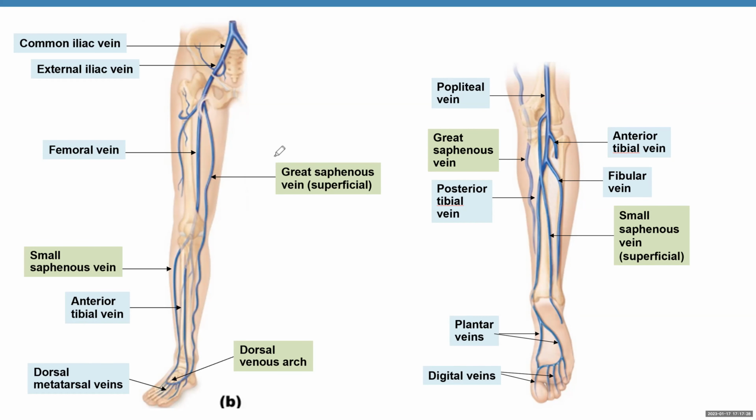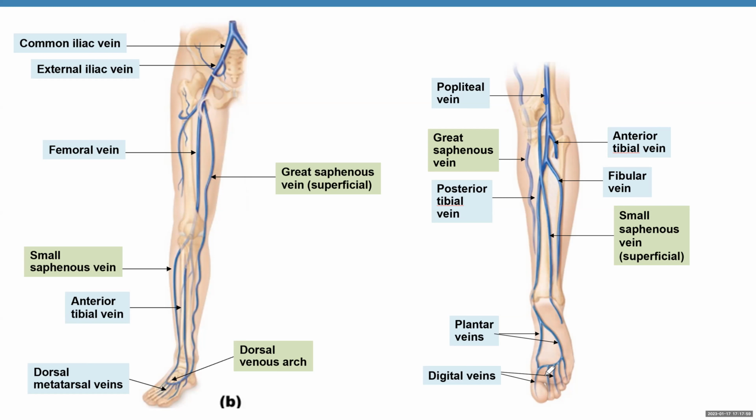So again, we're going to pick up blood. We're going to start with dorsal metatarsal veins. Then we have dorsal venous arch, because this is the dorsum of your foot, flowing back through anterior tibial vein, right? Then we are behind the kneecap. So here's our anterior tibial, and it brings blood to popliteal vein.